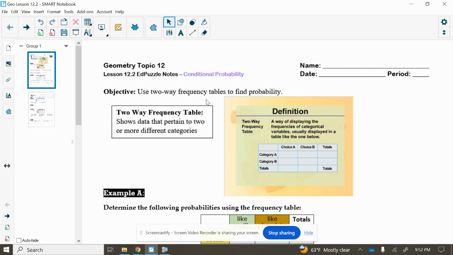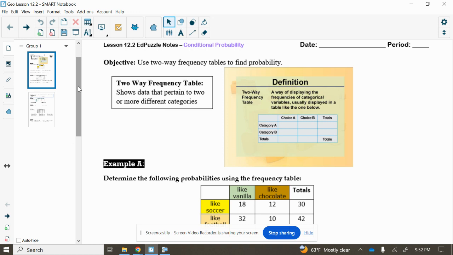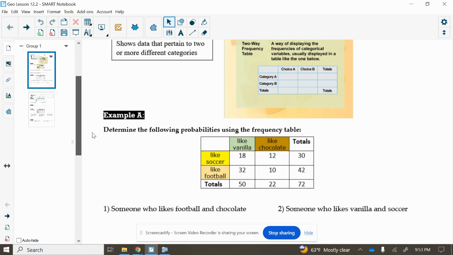Conditional probability oftentimes uses these two-way frequency tables. What these do is they show data that pertain to two or more different categories. So you often have at least two different events or options, and then the totals for each category and then the overall totals.